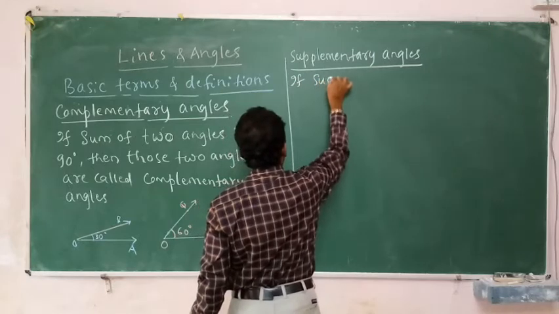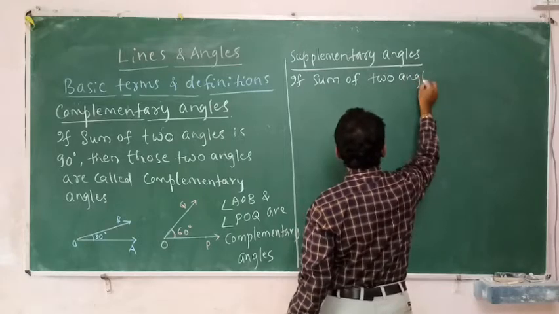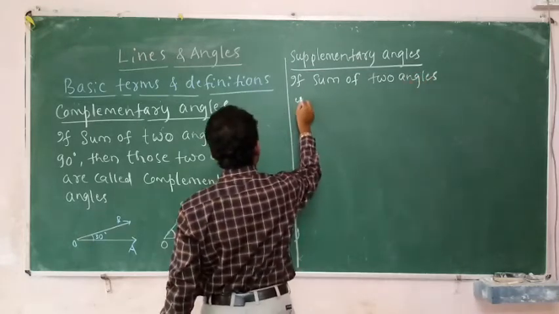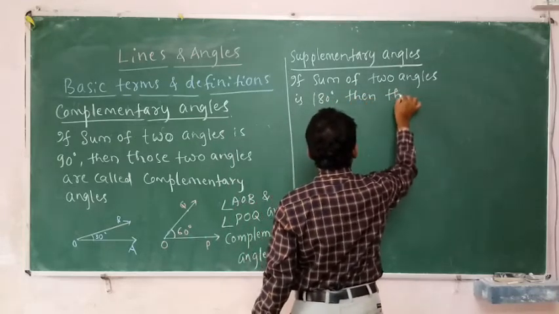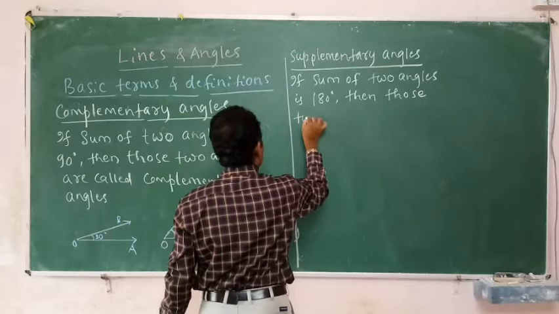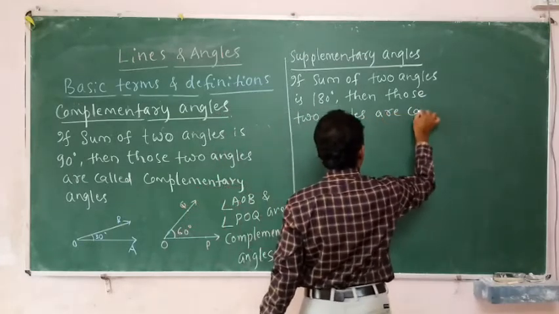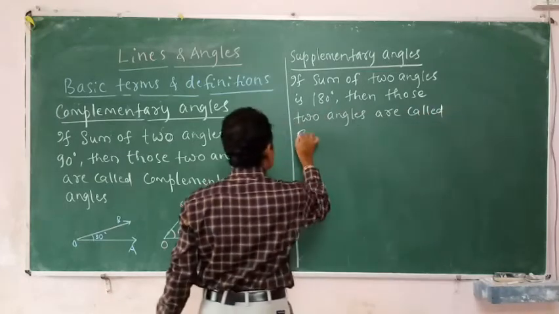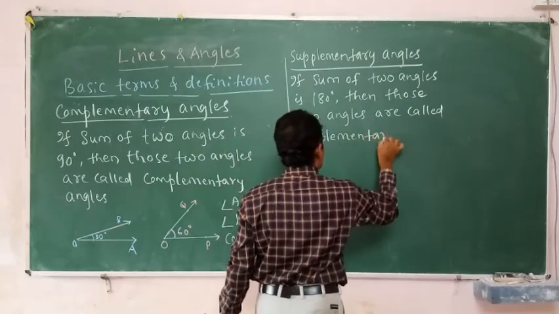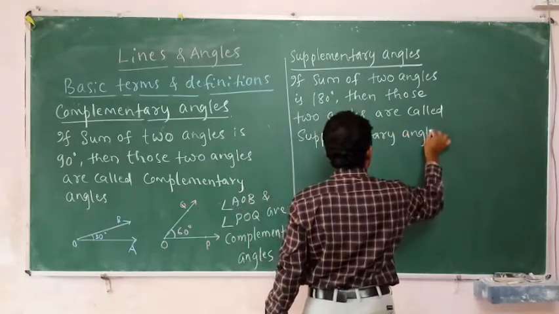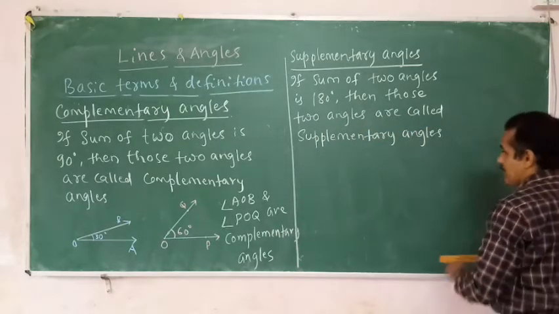If the sum of two angles is 180 degrees, then those two angles are called supplementary angles. Those two angles are called supplementary angles. Again, let me draw a figure for that.